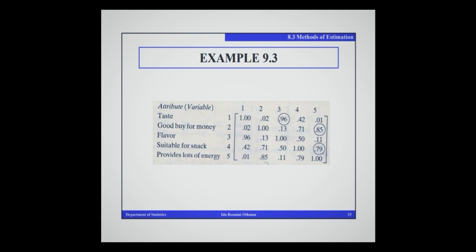Okay, ini secara generalnya kita boleh create dua common factor. So kita boleh namakan the first factor untuk first and third variable, and namakan another factor untuk variable good for buy, suitable for snack and provide lots of energy. Okay, itu yang pertama.